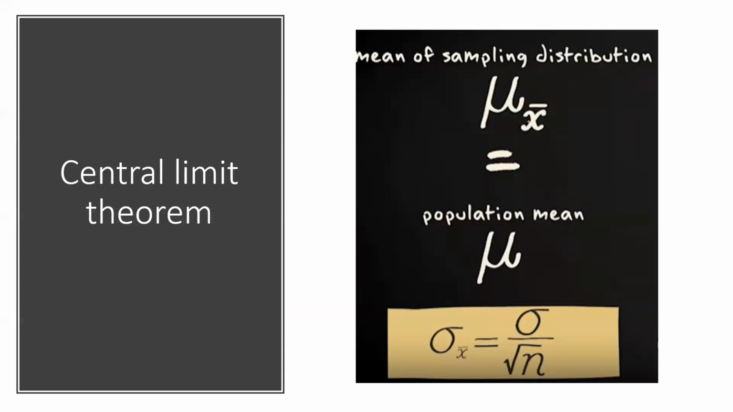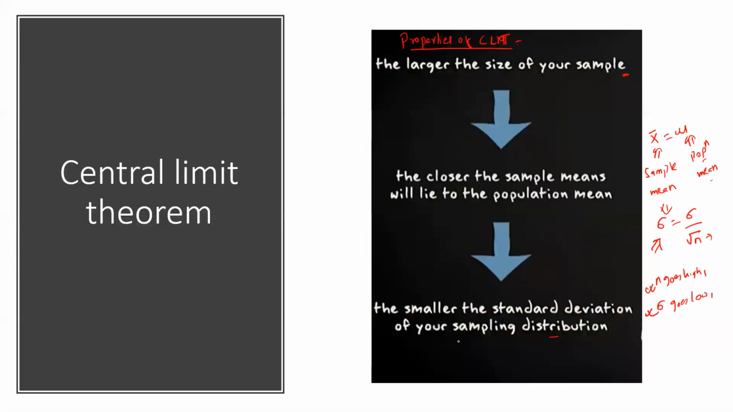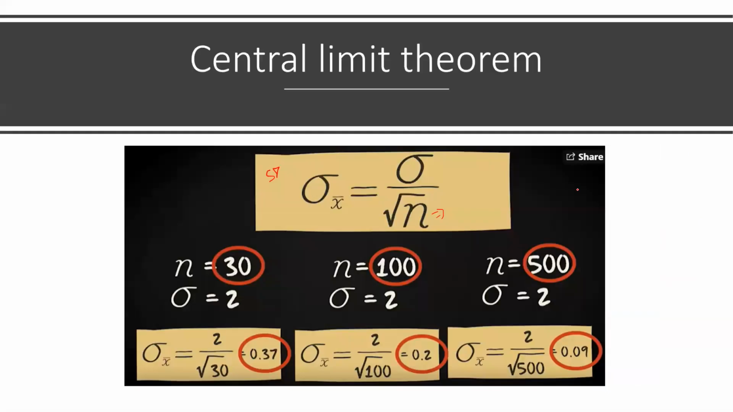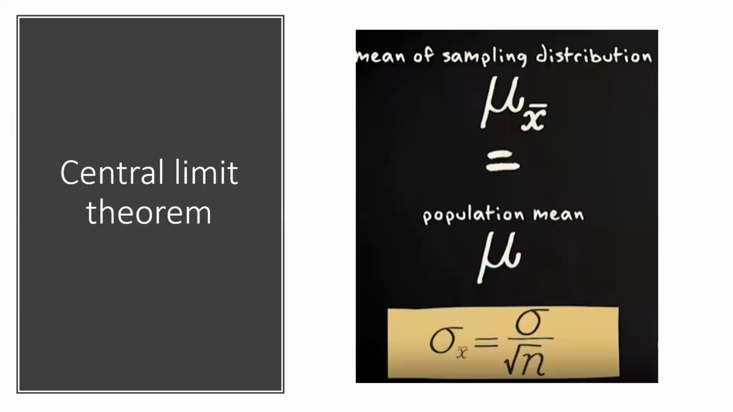So the sample mean, x bar, becomes equal to mu, and your standard deviation becomes equal to standard deviation divided by root n. This is the standard deviation of the sample mean, right? So what does the central limit theorem say? The sampling distribution of the sample mean. These are the properties of the central limit theorem.